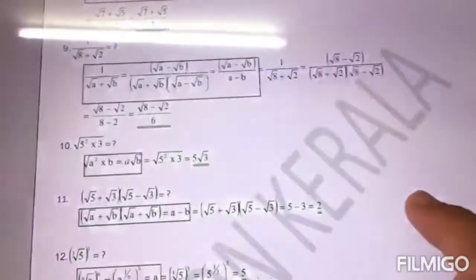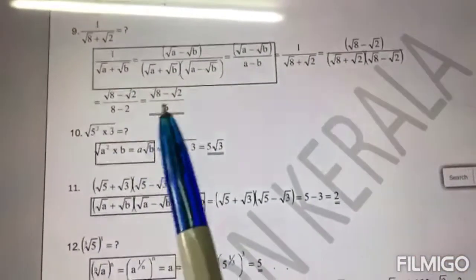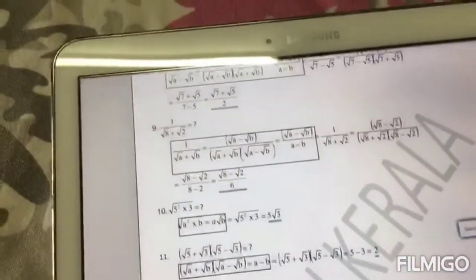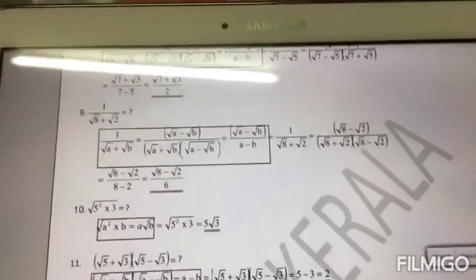So let us continue our lecture on surds and indices. We discussed last time, we discussed till number 9. Let us start with number 10 today.